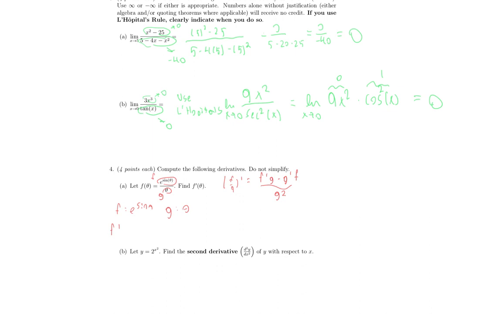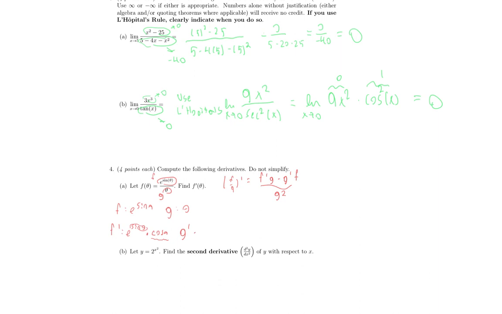So derivative of e to the something is just itself, but because of chain rule, we've got to multiply that times the derivative of the inside. Derivative of sine is cosine. So derivative of the outside is just e. We're going to keep the inside the same. Then times derivative of the inside, which is cosine.